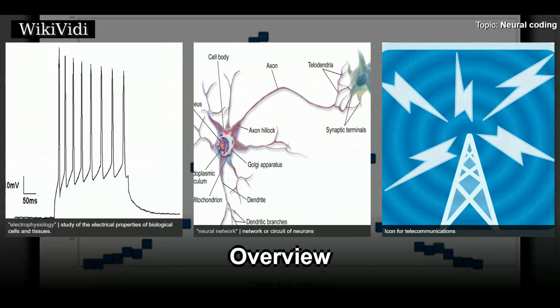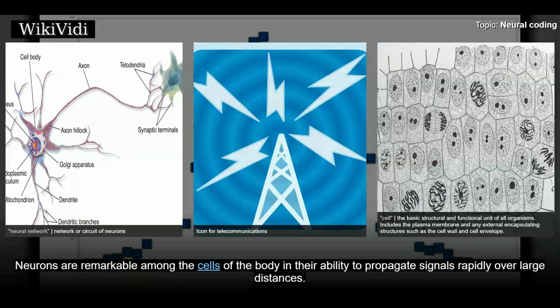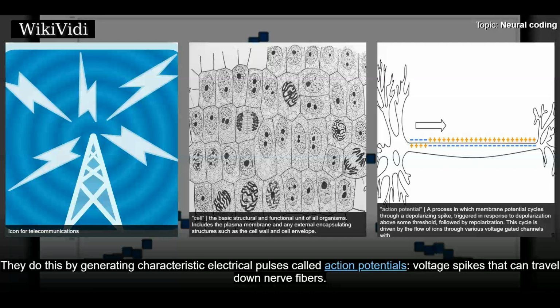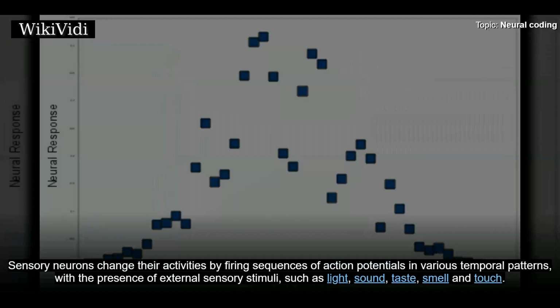Overview. Neurons are remarkable among the cells of the body in their ability to propagate signals rapidly over large distances. They do this by generating characteristic electrical pulses called action potentials, voltage spikes that can travel down nerve fibers.